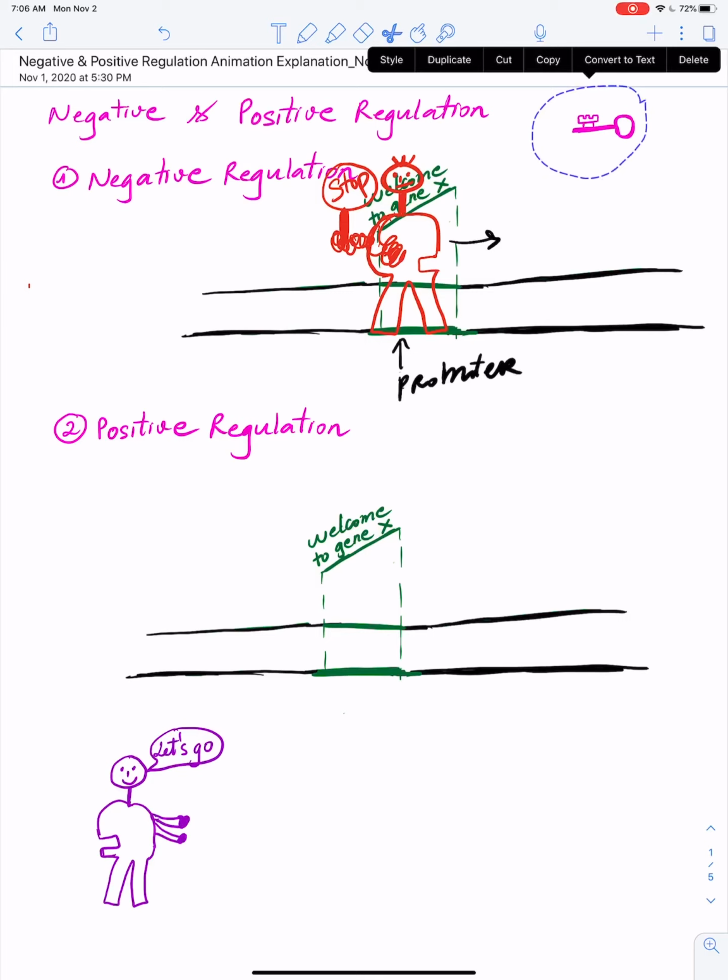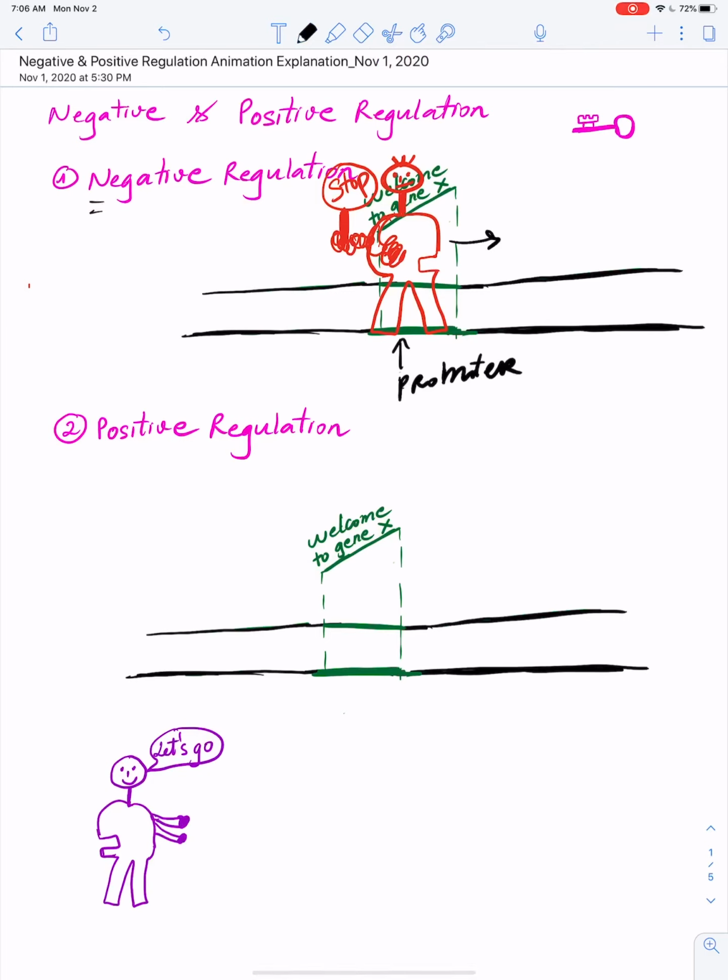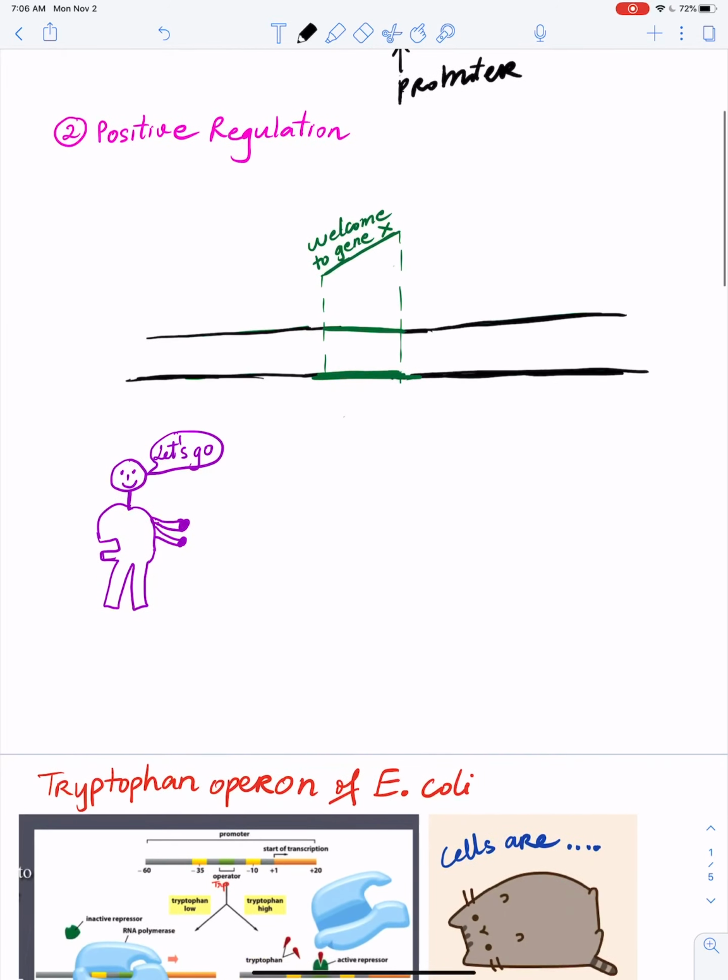So negative regulation, you can think of it as like a no. Negative means minus, right? Subtracts, meaning there's no transcription happening. It depends on the presence of the ligand or not.